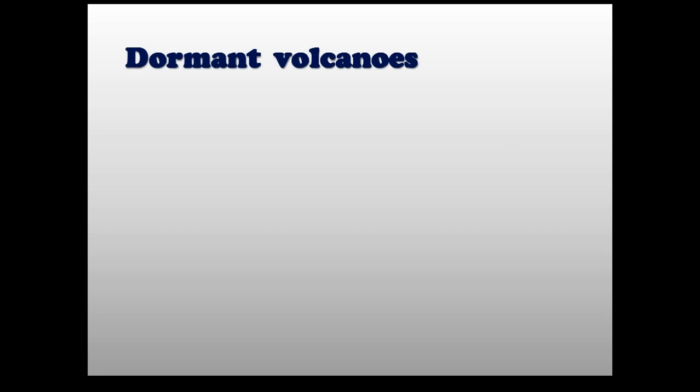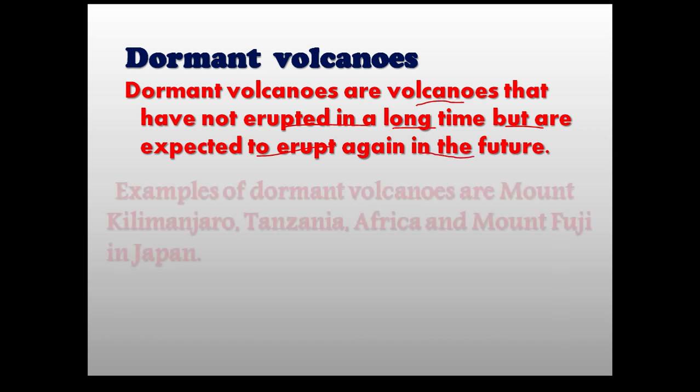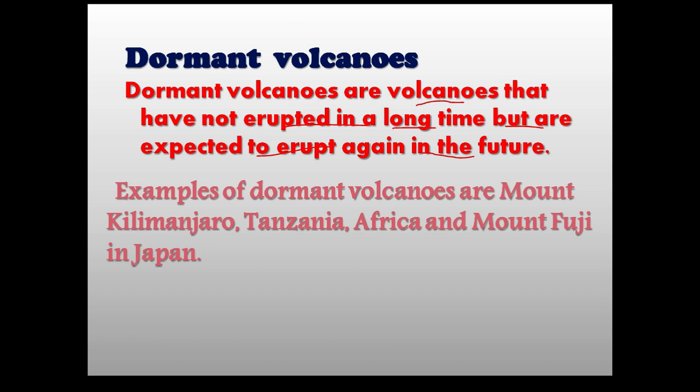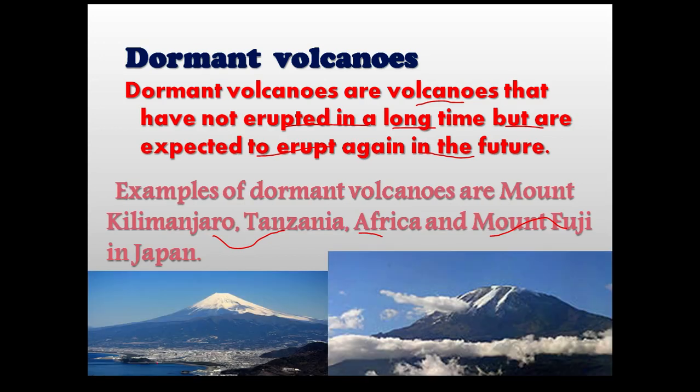Another one is dormant volcanoes. What are dormant volcanoes? They are the volcanoes that have not erupted in a long time. For a long time they have not erupted, but they are expected to erupt again in the future. Examples are Mount Kilimanjaro, which is in Tanzania, Africa, and also Mount Fuji, which is in Japan. You can see here, this one is Mount Fuji and this one is Mount Kilimanjaro in Africa.